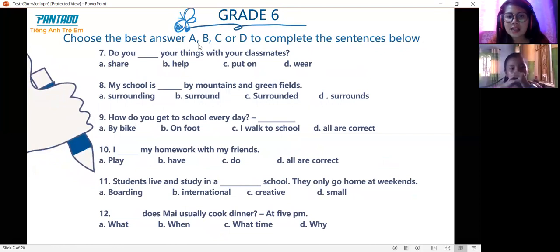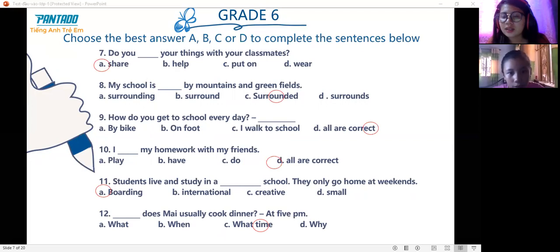Okay, so what is your answer in number seven? Do you share your things with your classmates? Letter A, share. Letter B, help. Letter C, put on. Letter D, wear. Okay, I will answer this, you have to read only. Number seven. Do you share your things with your classmates? Okay, can you read? Very good.